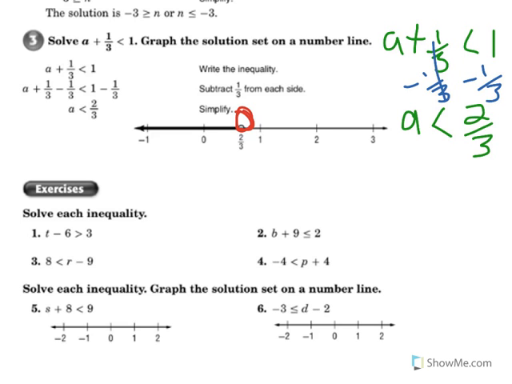I said most of the way to 2, excuse me, most of the way to 1. In fact, 2/3 of the way to 1. So it's past halfway is what I'm saying.